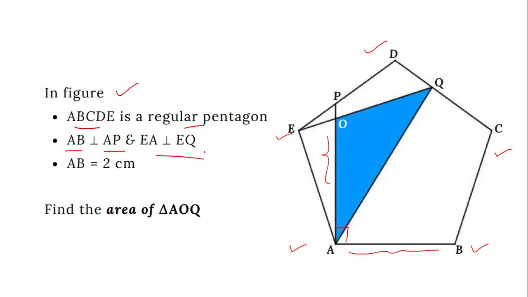And EA is perpendicular to EQ. So you can see that this line EA and this line EQ are perpendicular here. So this angle is also 90 degrees. And the length AB is given as 2 centimeters. So this is a regular pentagon, so all sides of the pentagon are equal and they are equal to 2 centimeters. We have to find the area of the triangle AOQ. So let's see how we can do this.